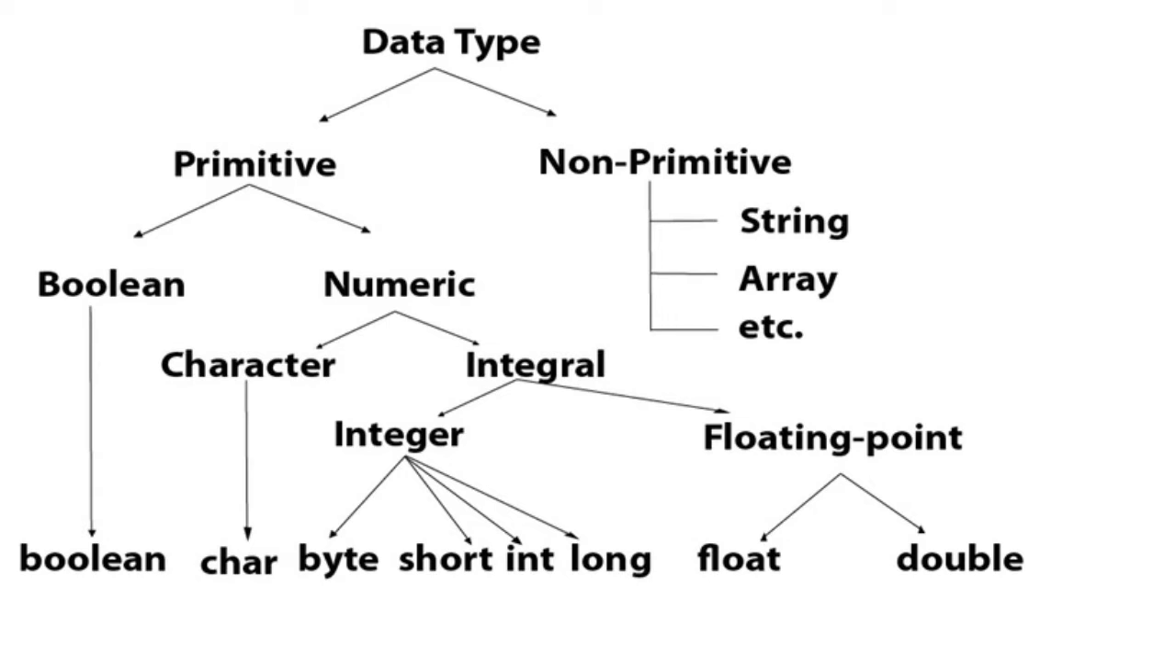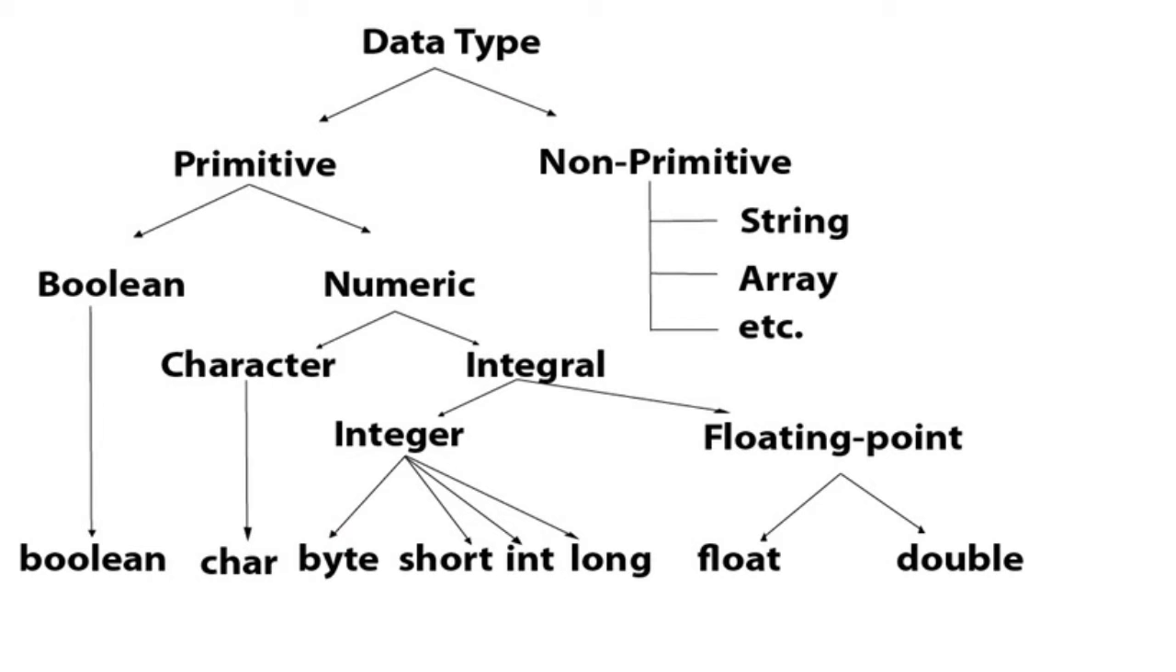You can see here the Boolean and the numeric. Boolean is of Boolean type and numeric is again of two types. Those are character and integral. The character will be of one type, that is char, and the integer are of four types. Those are byte, short, int and long. And the integral is also of float type. Those are float and double.